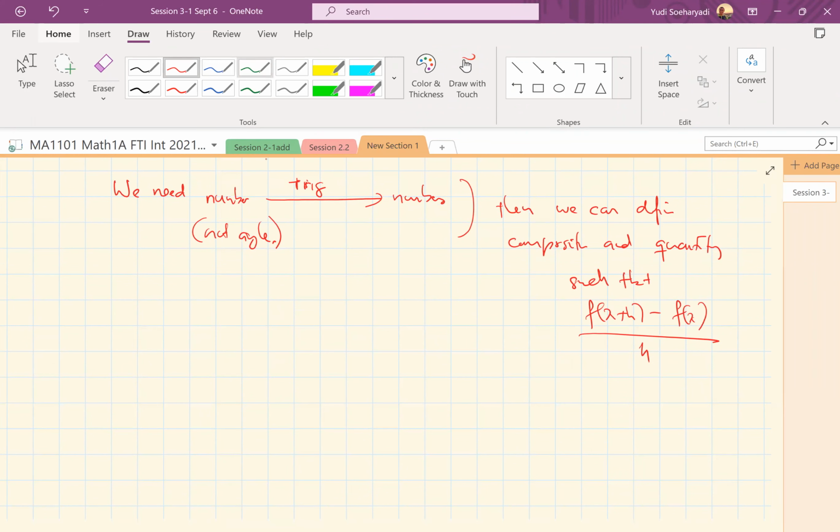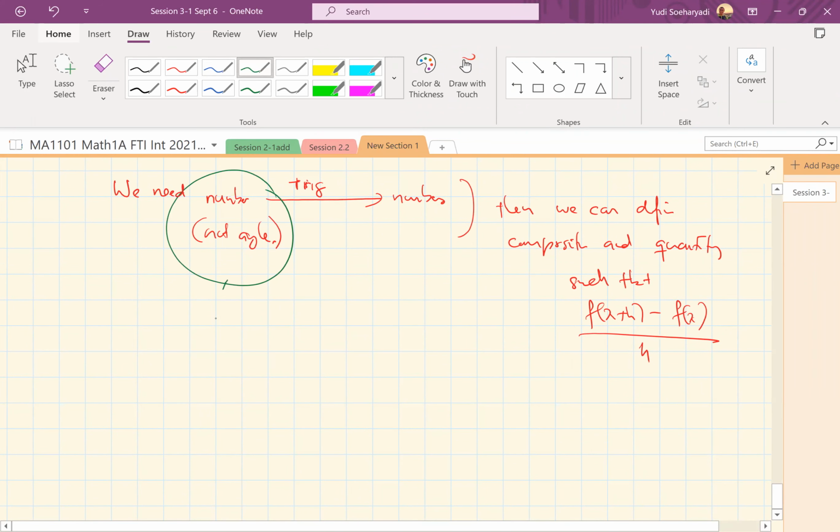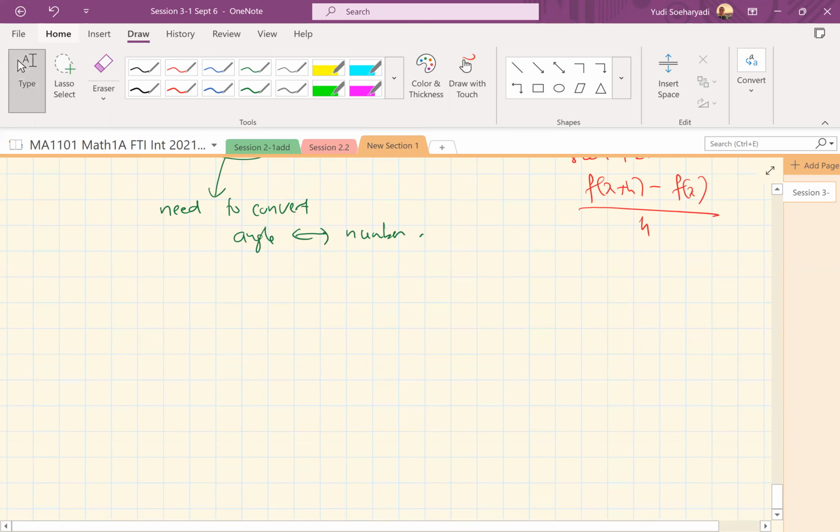Okay, so we need to convert angles to numbers. We can convert back and forth between angles and numbers. So how do we do this?